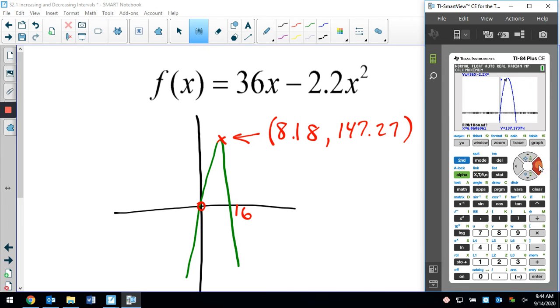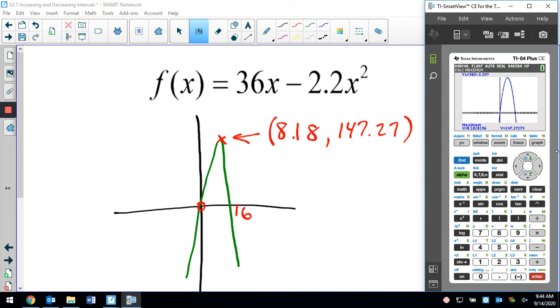Then I'm going to scroll over to the right side somewhere, anywhere, right side. See, it says right side. And then hit enter. And now it wants me to take a guess. So I'm going to go back and try to get on top of it and hit enter one more time. And you can see right here it says 8.18 and 147.27. Remember, we're always going to round to 2 decimal places.